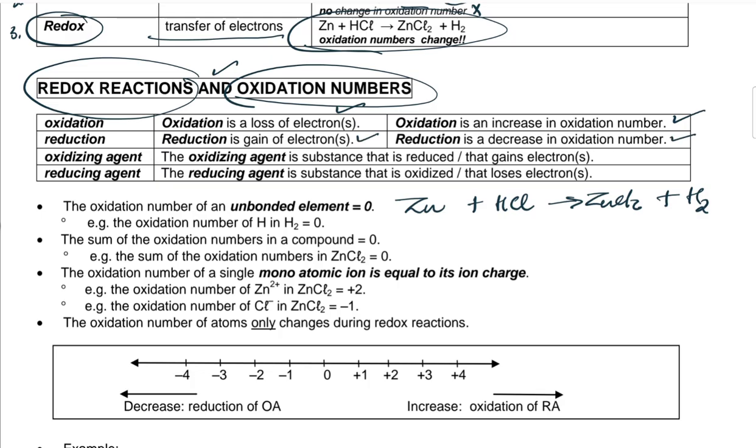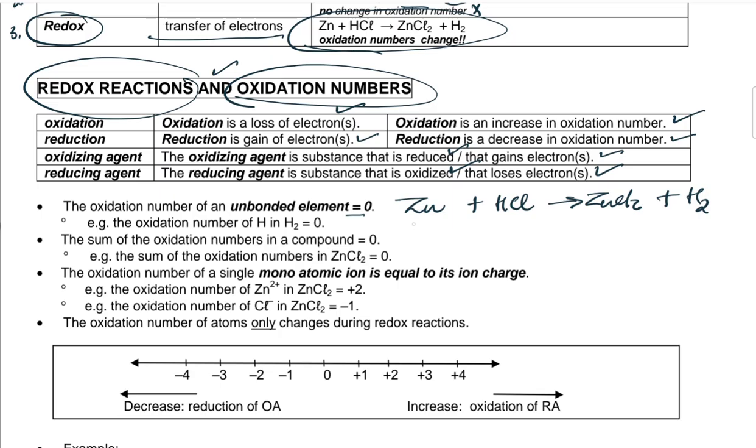So what is the oxidizing agent? The oxidizing agent is the substance that is reduced, or gains electrons. The reducing agent is the substance that is oxidized, or loses electrons.